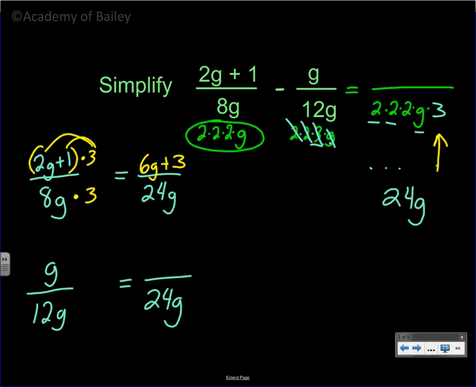Now, the second fraction of g over 12g, what did we multiply 12g by to get 24g? Well, 2 times 2 times 3 is 12, and there's the g, so there's 12g. What's left over? 2 is the only thing that we didn't cross off. So 12g times 2 is 24g, and g times 2 is 2g.